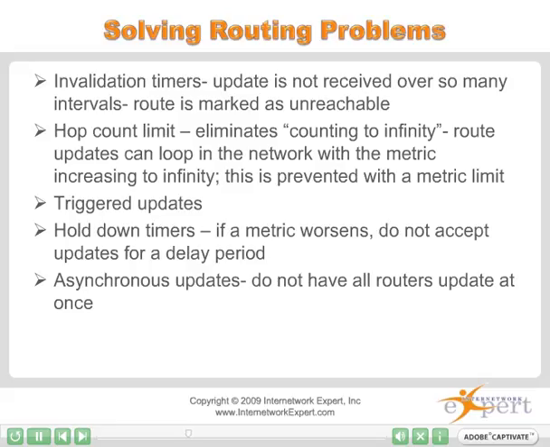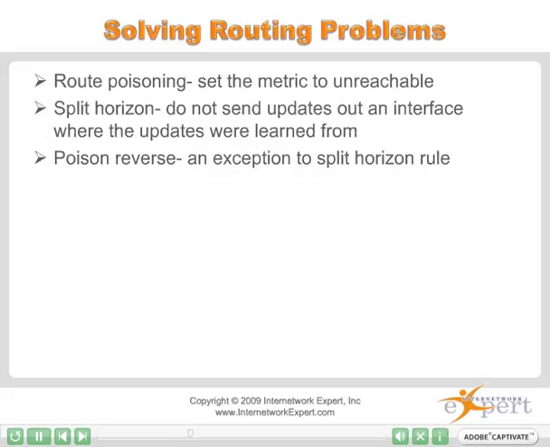Oftentimes, routers will add some kind of a random delay component so that they don't update at the same time all other routers do. If a route is poisoned, the metric is immediately set to unreachable. And this is a great technique to ensure that all routers get this information and they mark the route as unreachable in their forwarding tables.